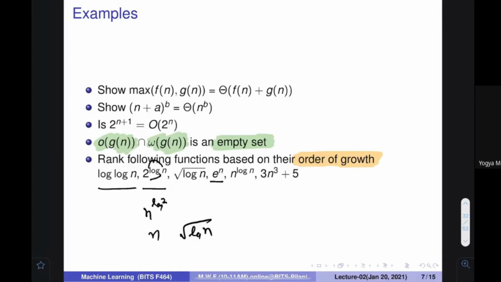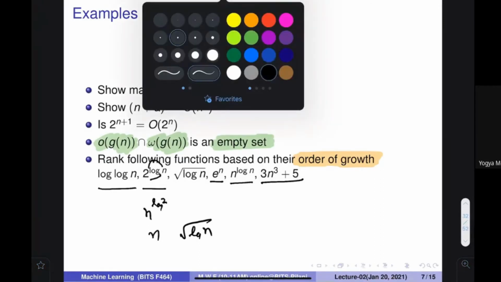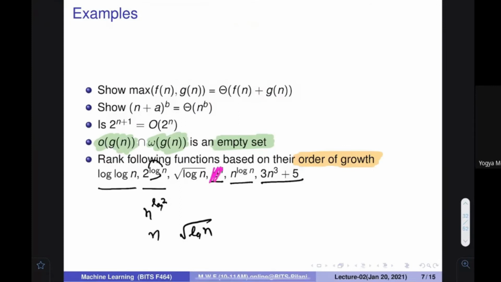This is e to the power n. This is n to the power log n. This is 3 into n cube. So which is the largest growing one? e to the power n is the largest growing one. So you put e to the power n first.